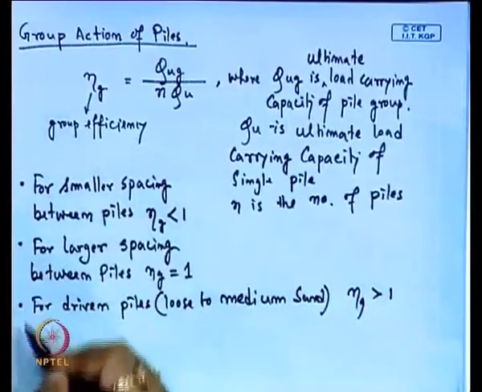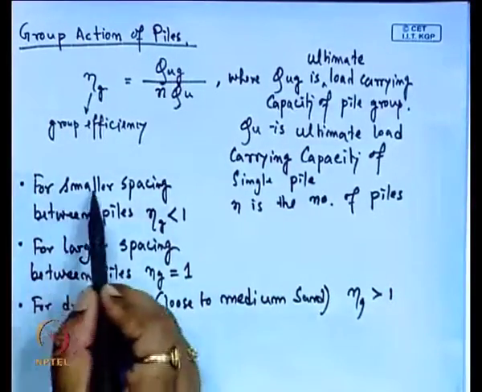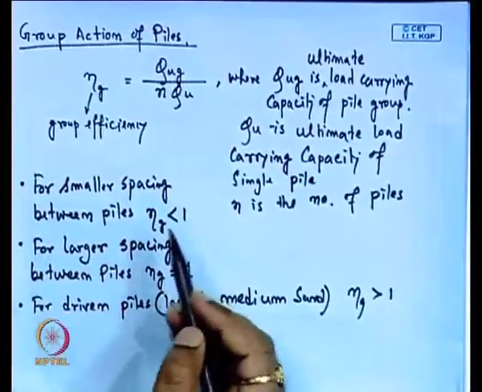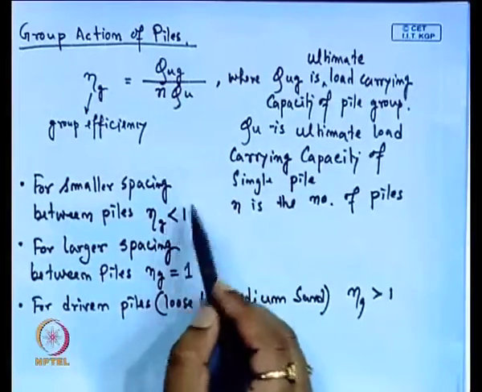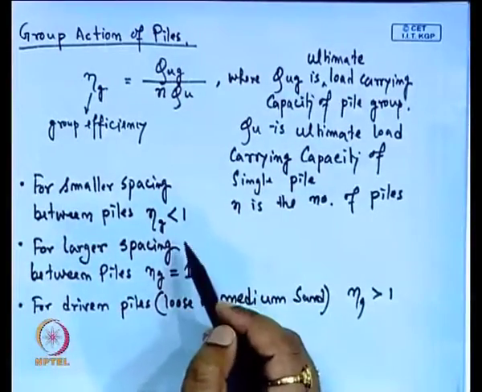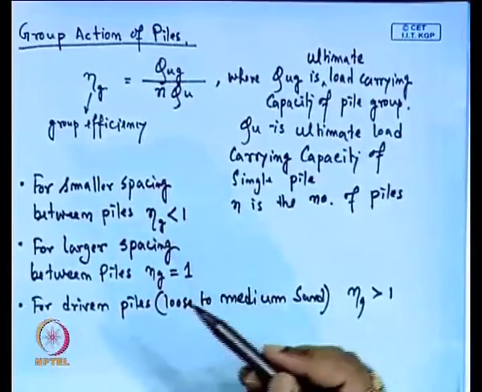So these are three possible cases. For smaller spacing between the piles, the summation of all individual pile load carrying capacities is more than the group load carrying capacity, so the efficiency will be less than 1. If the spacing is largest, individual pile failure will occur, and if the spacing is very small, the block type of failure will occur.